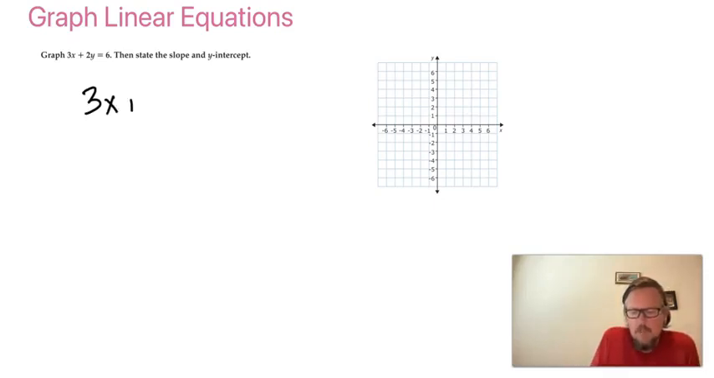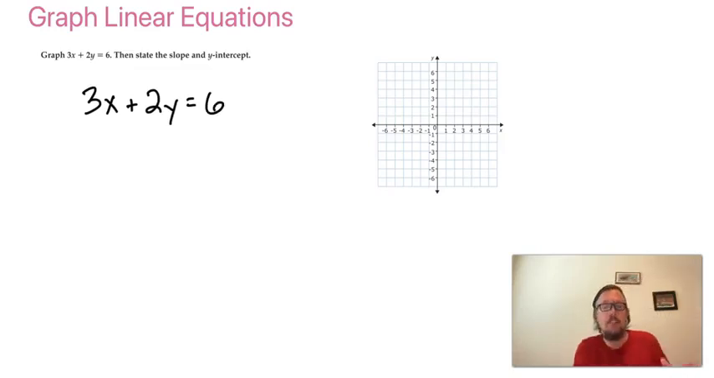To put it in slope-intercept form, that means we need to get the y by itself so that it looks like y equals mx plus b. So our goal is to isolate this y variable. And this is one of the many reasons why we spent so long learning how to solve equations for a specific variable, so we could do math like this.